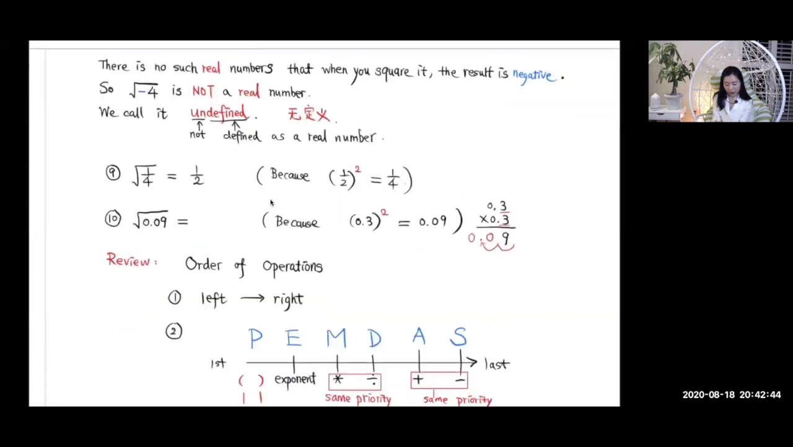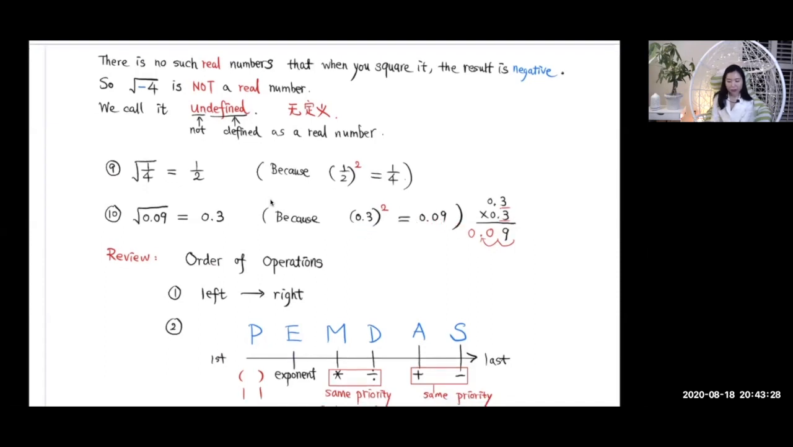Now the next one here, what is the square root of 0.09? You need to think about what number, when you square it, equals 0.09. 0.3 is the number. So the square root of 0.09 is equal to 0.3. As you can see, if you multiply 0.3 by itself, you get 0.09. So the square of 0.3 is 0.09, and the square root of 0.09 is 0.3. Now we're going to take a break.